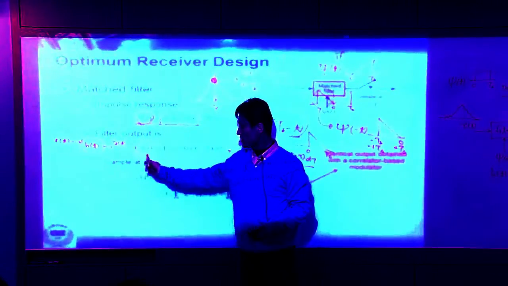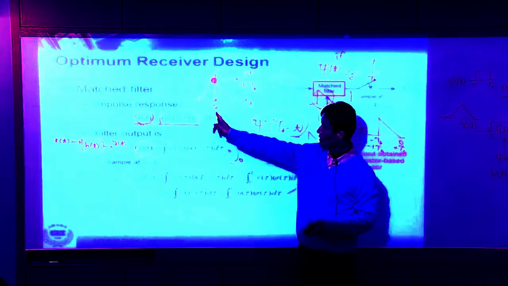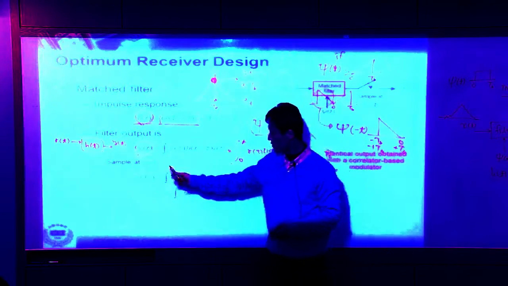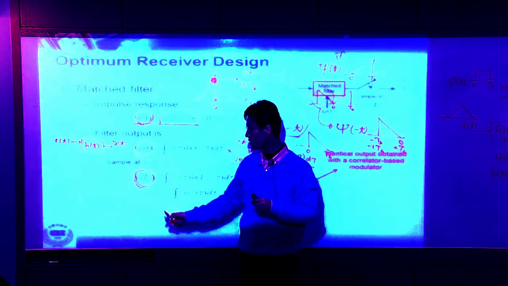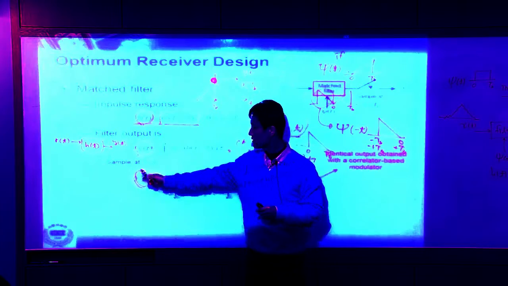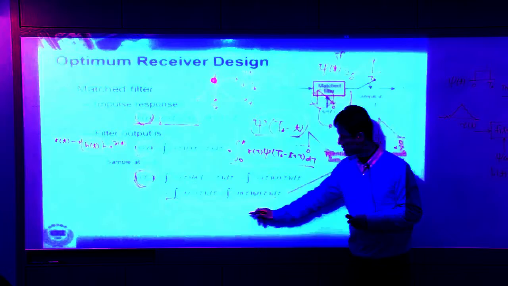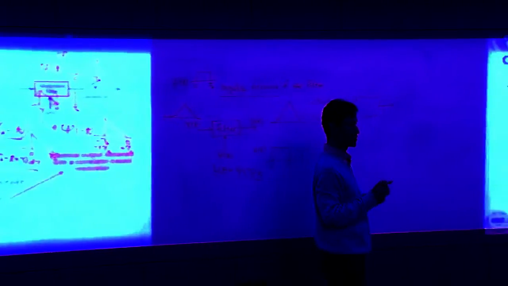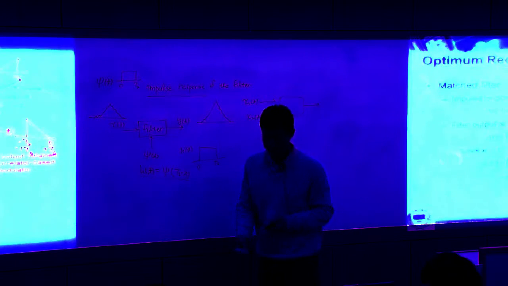So eventually, after the convolution, you are going to get y t. y t looks like this. We are going to do sampling at t equals T b. After that, you are going to get this value. That's the value after sampling. You are going to get this output. That output is actually s m plus n, which is the same output that you get from the correlator design. So we are basically talking about the same design.